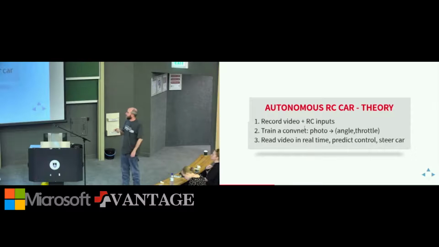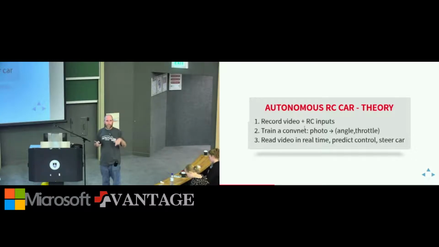Okay, so very simple, how does this autonomous car work? Step one, you record some video and the RC input. As you race the car around the track, you record what it does. Step two, you train a ConvNet, which is basically a mapping between the photo and the angle and the throttle. A very simple idea. Then if you want to race, you play this back, put the car on the track, and race around the track.